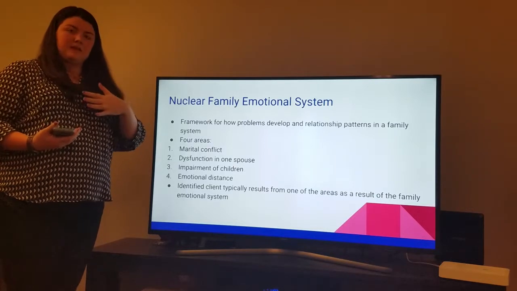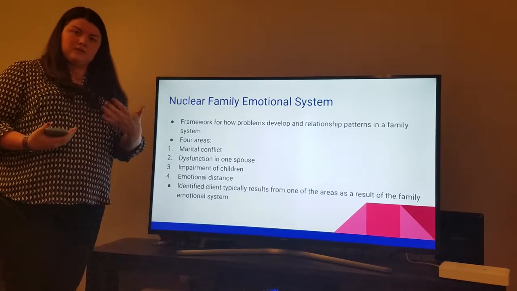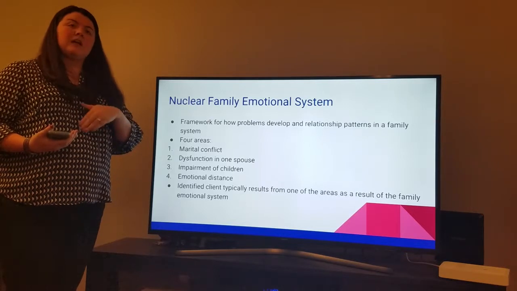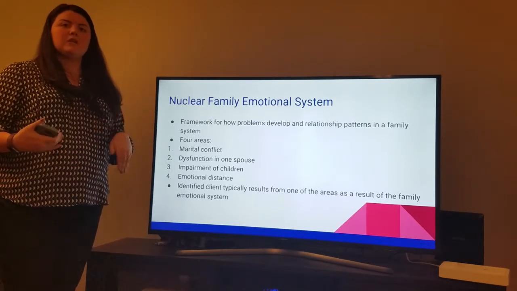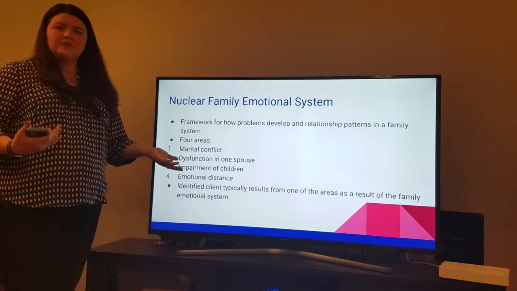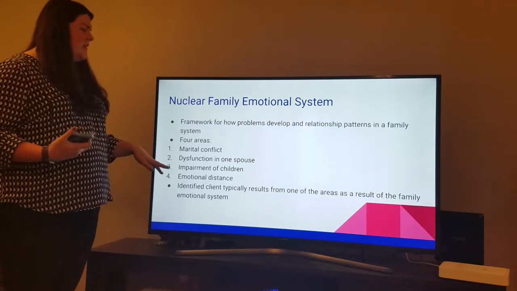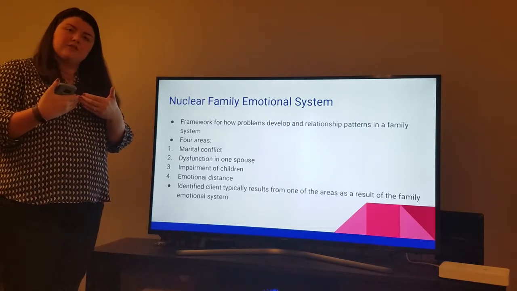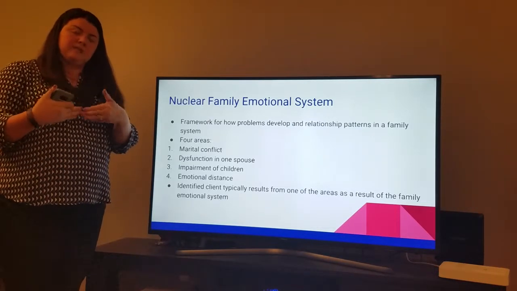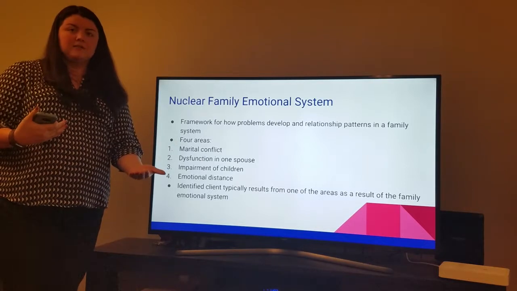And then that spouse takes on a lot of the anxiety and the stress and the tension of the relationship, causing the other spouse to coast along and not have to feel it as much. But again, it's still dysfunctional. And the next one is impairment of children. This is where the husband and spouse may feel the tension, but instead of dealing with it, they will actually put it on the child.